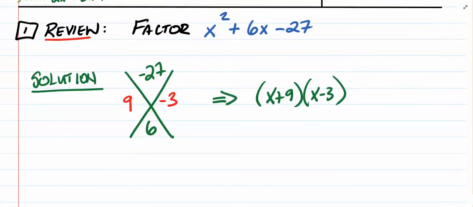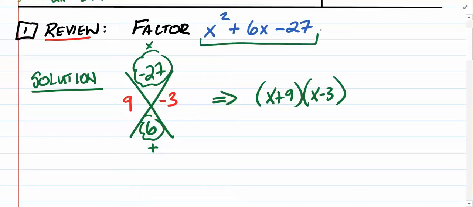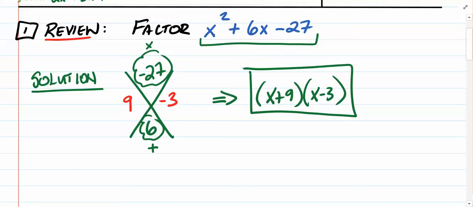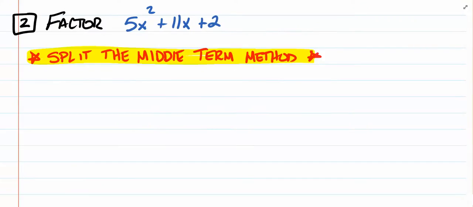Okay, hopefully you got the right answer. You should have set up the diamond problem and put negative 27 in the top, which is right here, 6 in the bottom. And remember, you're looking for two numbers that add to 6 and at the same time multiply to negative 27. Those two numbers happen to be 9 and negative 3. So therefore, x squared plus 6x minus 27 factors into the product of two binomials, x plus 9 times x minus 3.